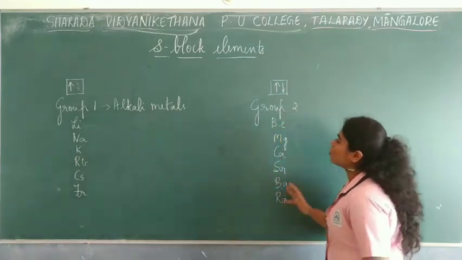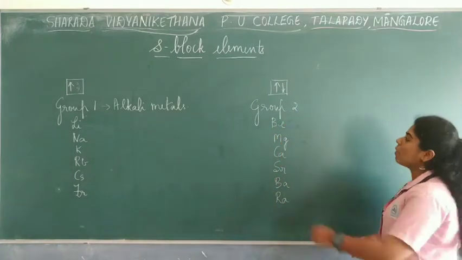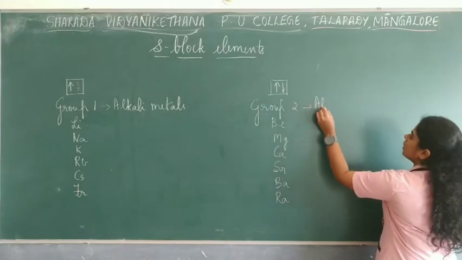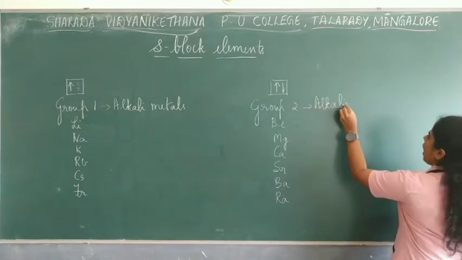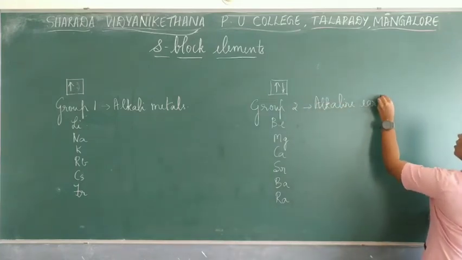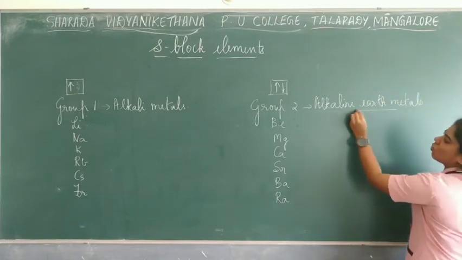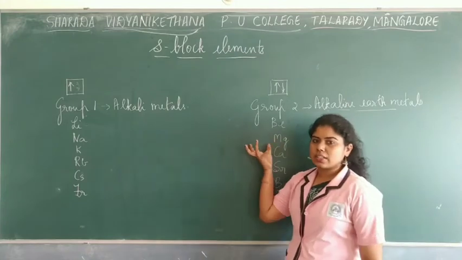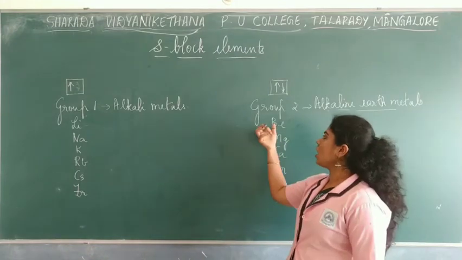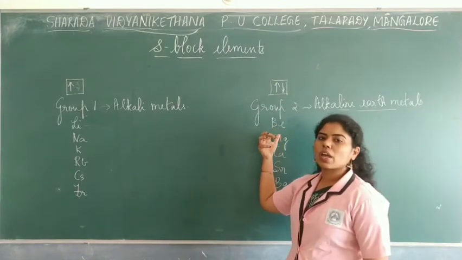In the same way, group 2 has a particular name, and that is alkaline earth metals. These metals are found in nature very easily.